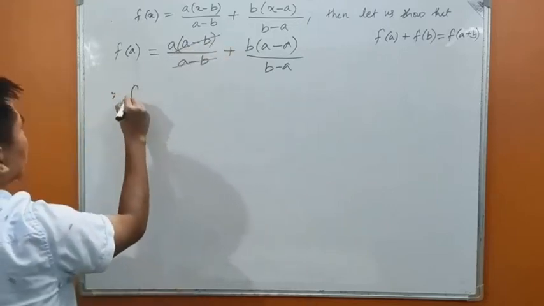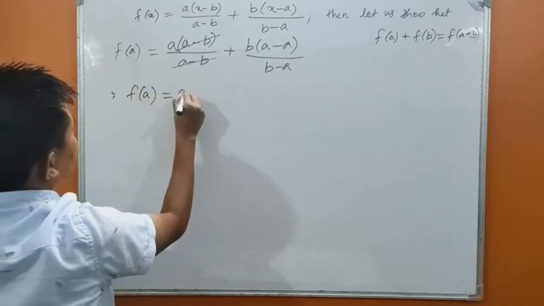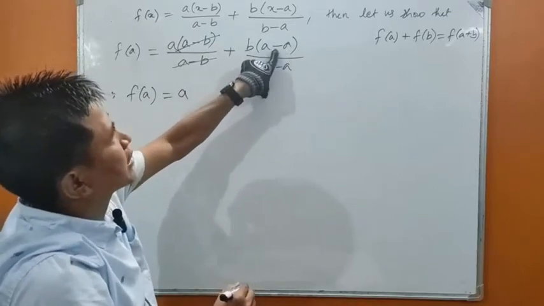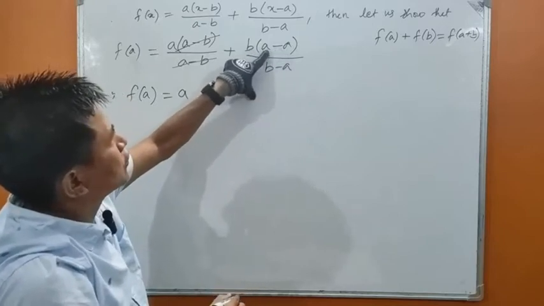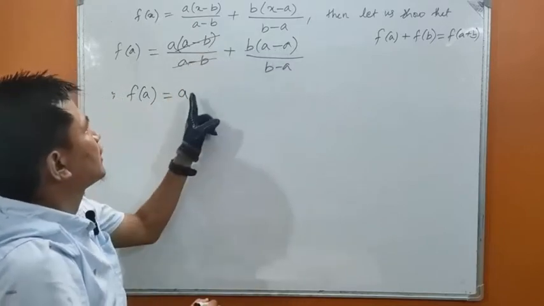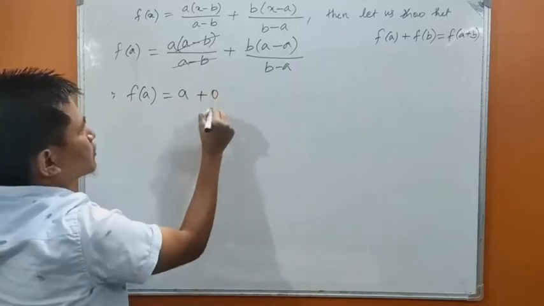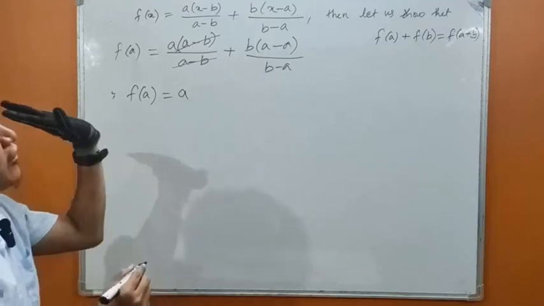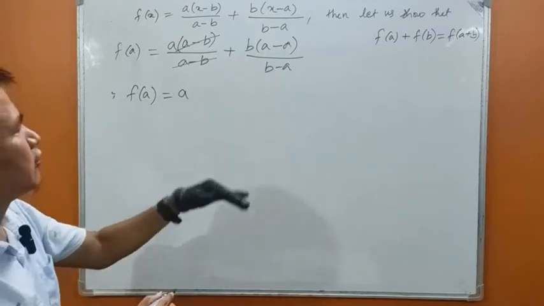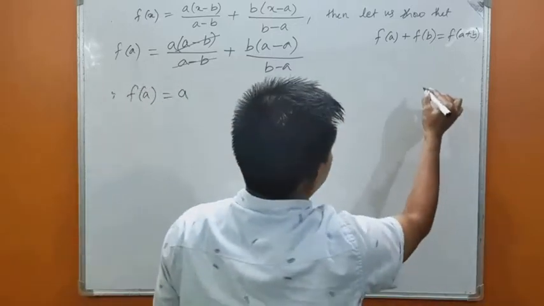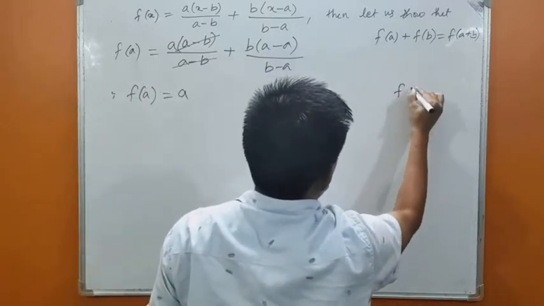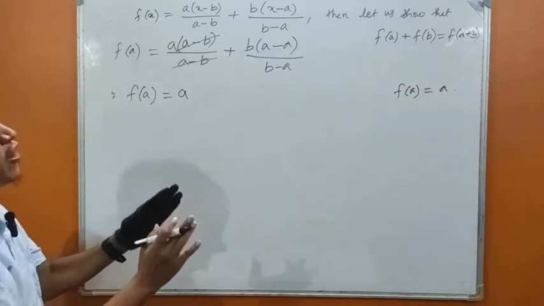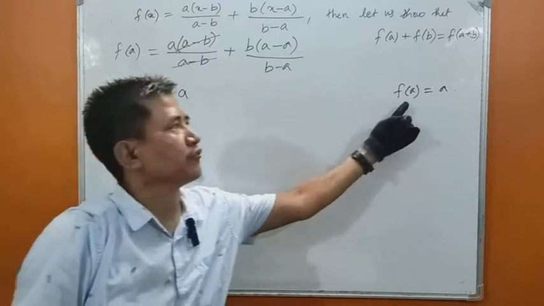So our f(a) equals a, this a is here, so a minus a is 0, 0 into b is 0, and 0 divided by b minus a is 0. a plus 0 comes here, and a plus 0 is a, isn't it? So f(a) is a, we got the value of f(a), okay? Now we will find the value of f(b). Let me write that value here. f(a) equals a. This is the first thing we got, the value of f(a) as a.